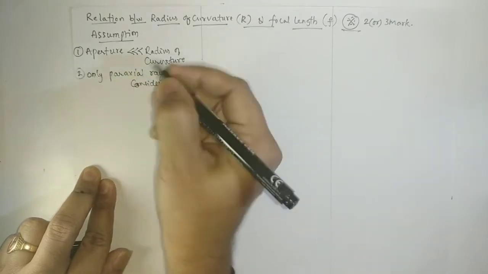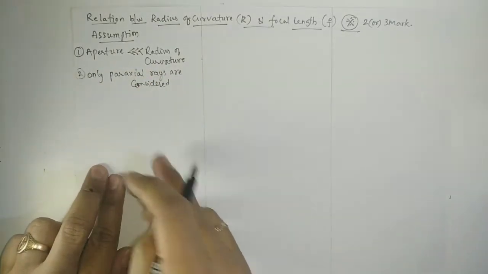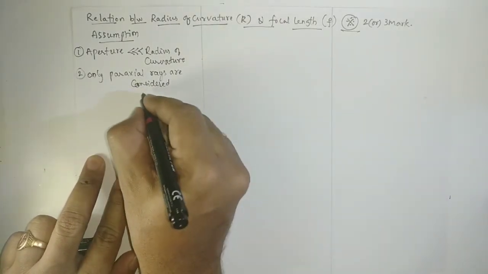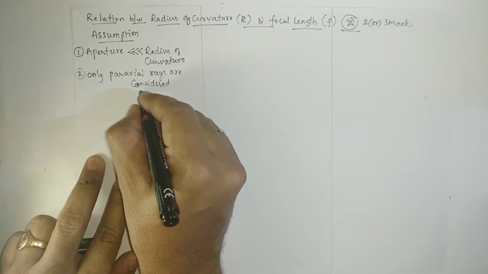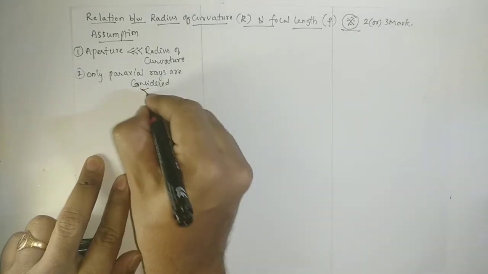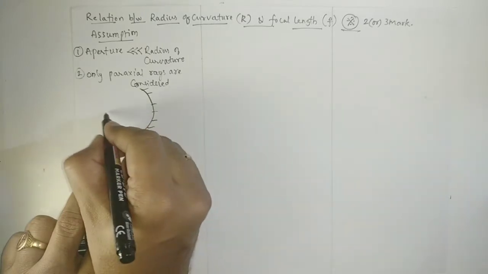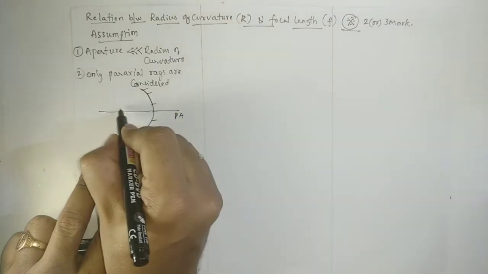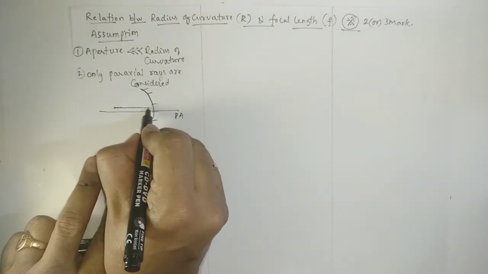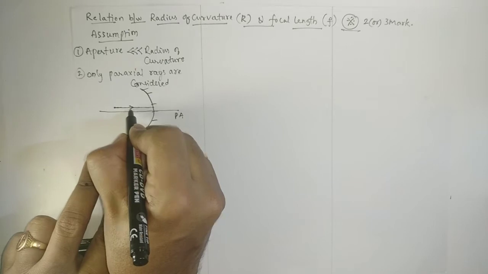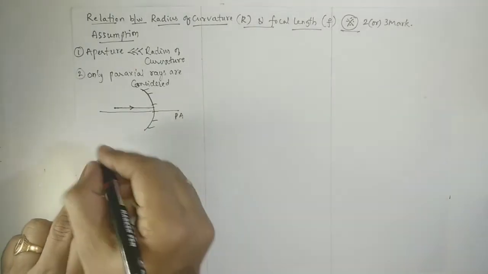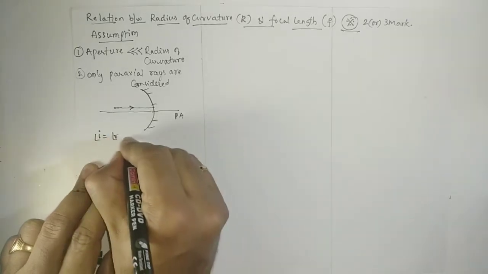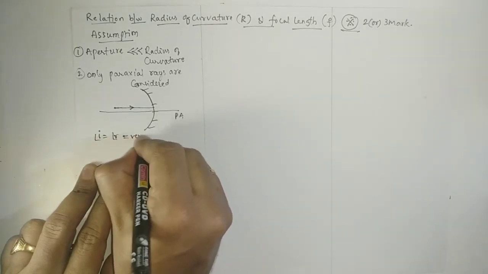So what are these paraxial rays? Paraxial rays are those rays of light which are incident very close to the principal axis. Let us imagine that we have a concave mirror. This will be the principal axis of the mirror. Let us consider a ray of light which is incident close to the principal axis, such that the angle of incidence and angle of reflection become very small.